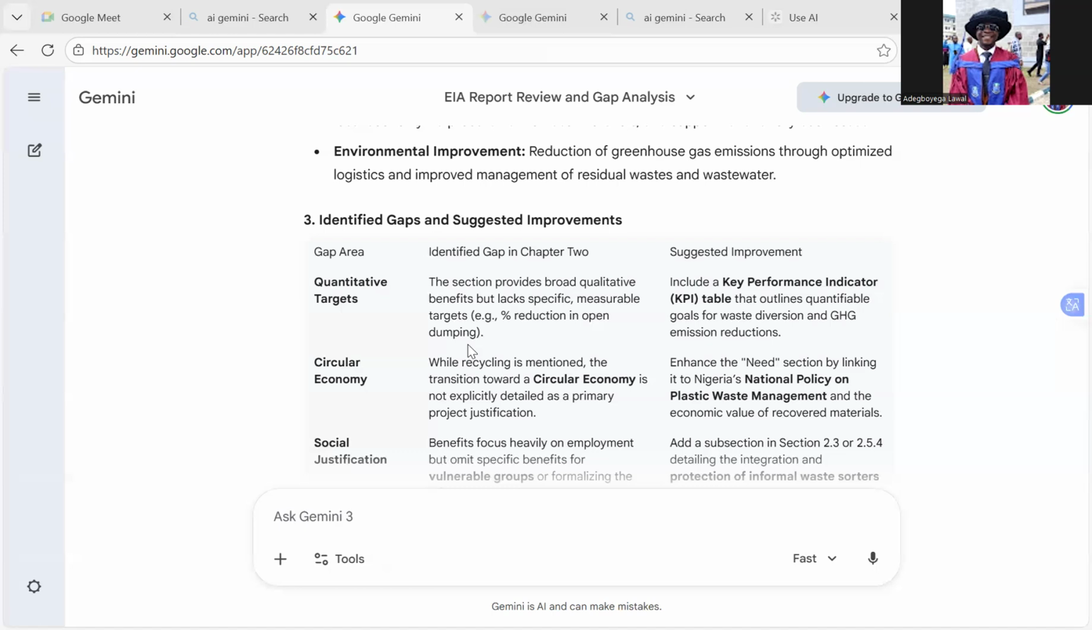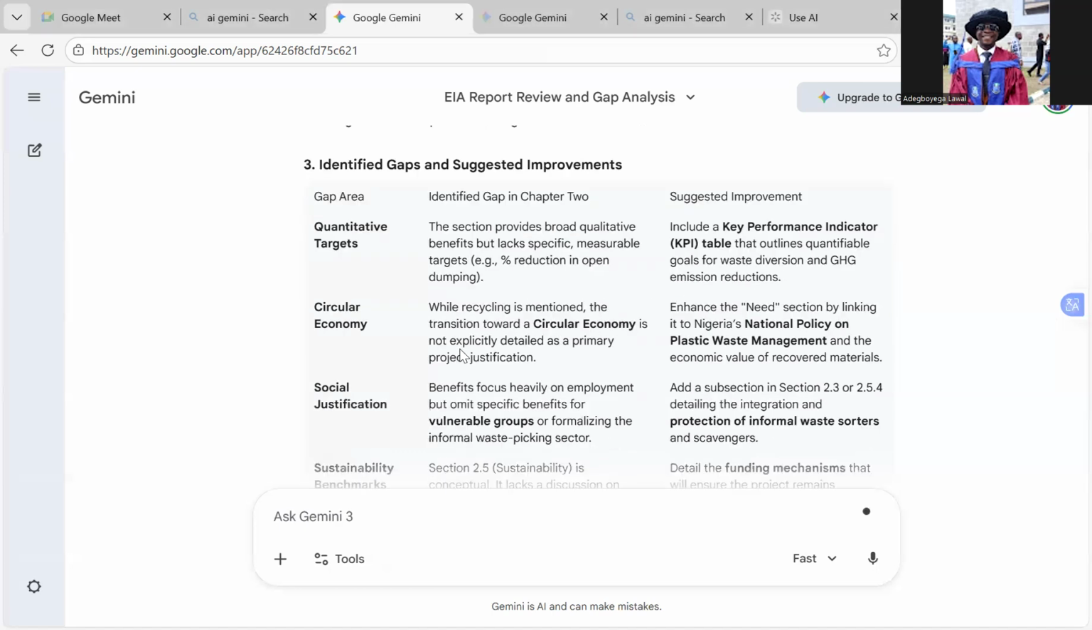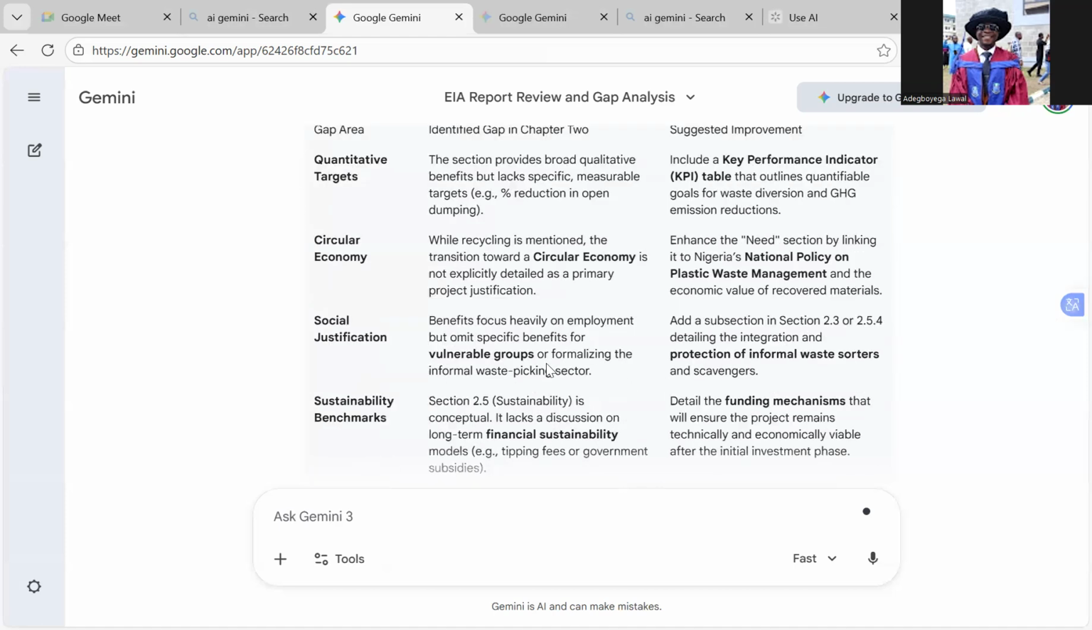Now, for circular economy, while recycling is mentioned, the transition towards circular economy is not explicitly detailed. So this is under the policy alignment area. So there is need to couch the need of the project to align with the circular economy mantra of the Ministry of Environment and the Federal Government of Nigeria. Also, social justification benefit on vulnerable people, especially the protection of informal waste sorters and scavengers. So there's need to also bring it up to ensure social justification.